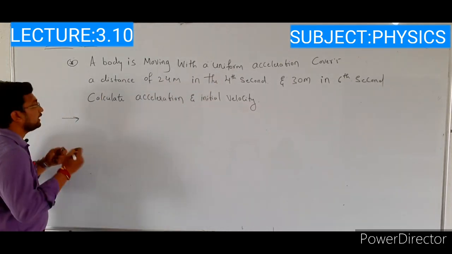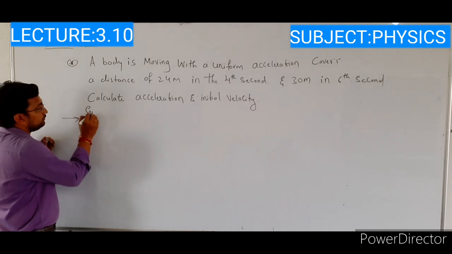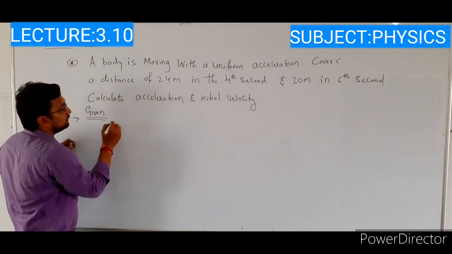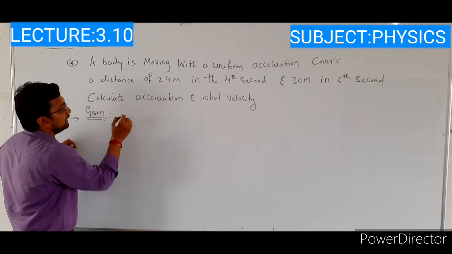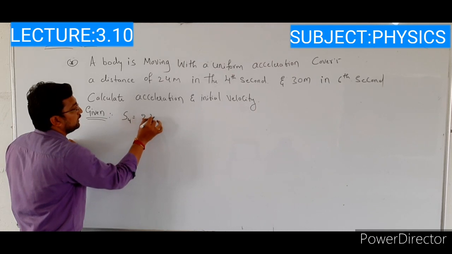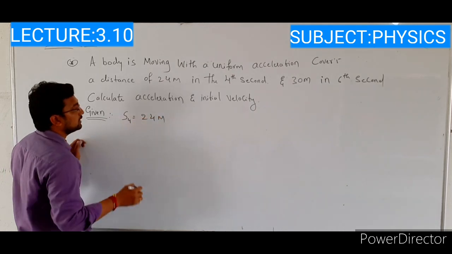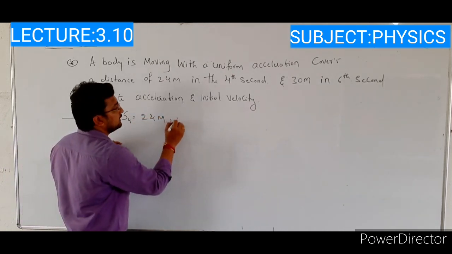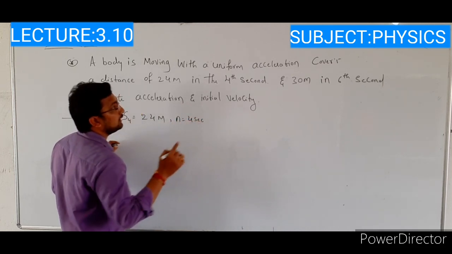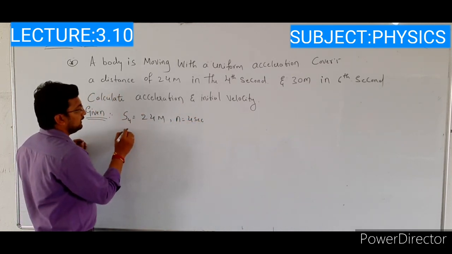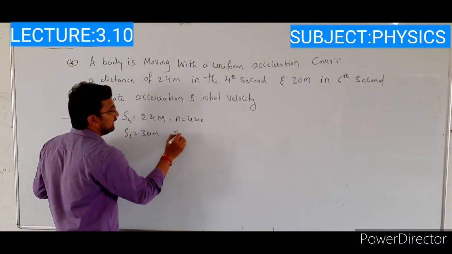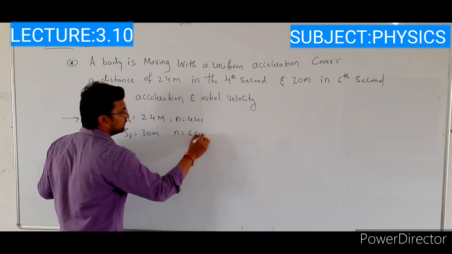First list out the given terms here. The displacement of the particle in the 4th second, S suffix 4, is equal to 24 meter. Next, the n value is given, n is equal to 4 second. After that, 30 meter in the 6th second, S suffix 6 is equal to 30 meter. Then n is equal to 6 seconds, right?